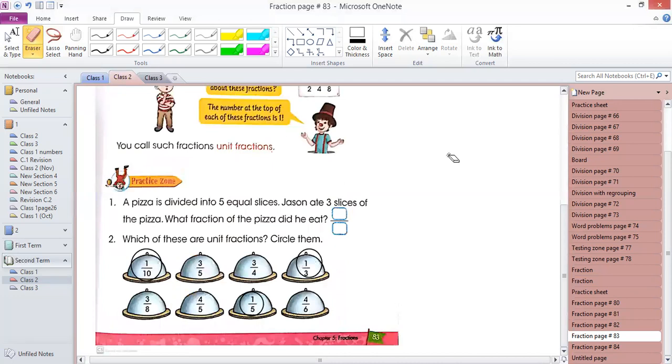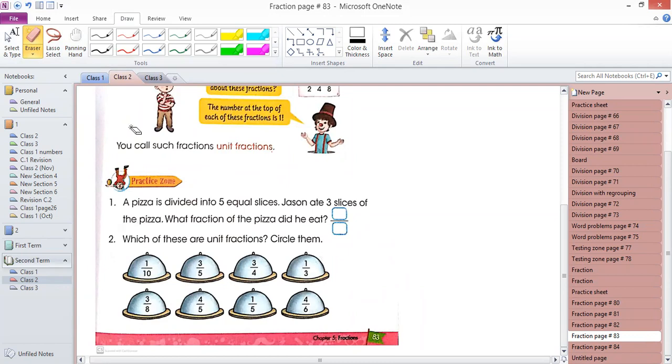Come to the practice zone, guys. Page number 83, question number 1. I'll take one student who will read it. Who will read question number 1? Hamad Al-Khalf, yes, sir. Read question number 1.